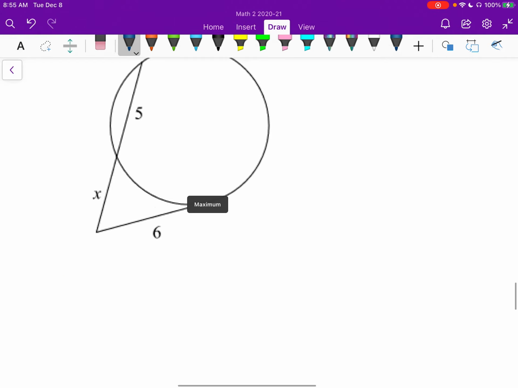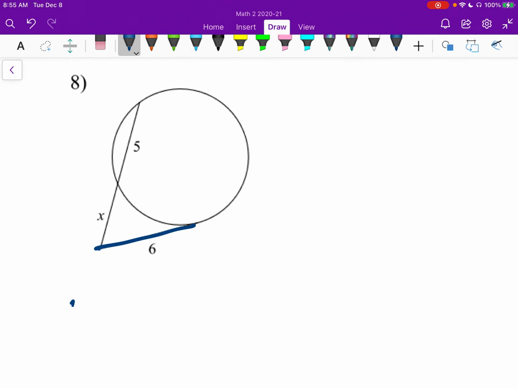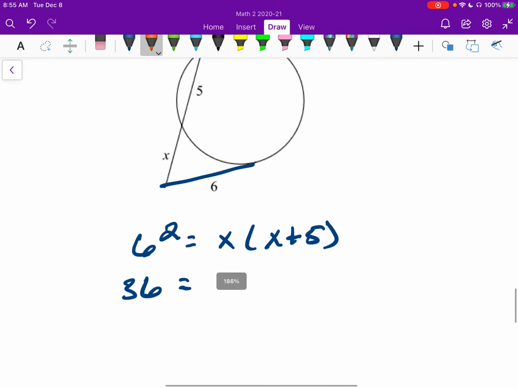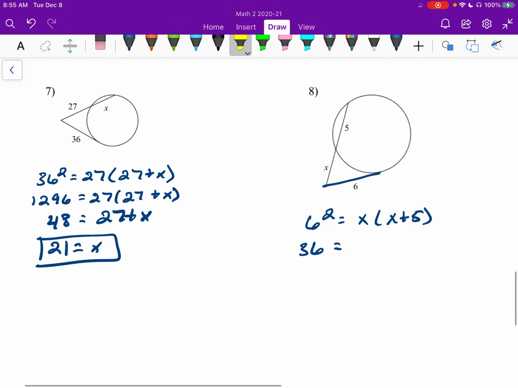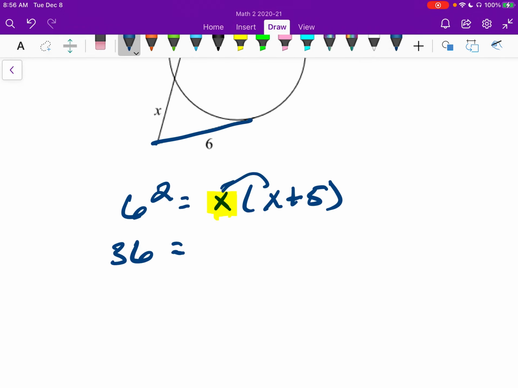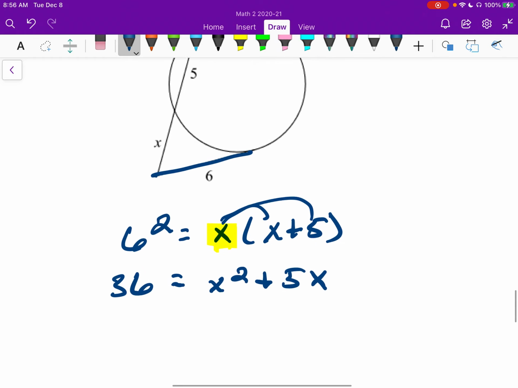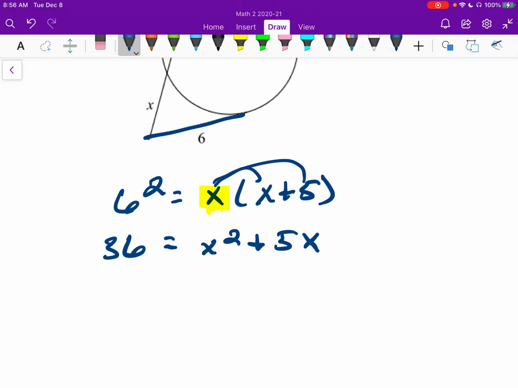All right, number 8, last one. My tangent is 6, so I'm going to say, well, 6 squared equals the outside, x, and the whole thing, x plus 5. So 36 equals. Now I'm not going to be able to divide by that x. Normally I would divide, let's look back at number 7. Right here I divided by 27. I'm not going to be able to divide that x. So I'm going to go ahead and distribute it. So I'll have x squared plus 5x. So now we have a quadratic equation that we're going to have to solve. And some of these will be kind of long solving at the end.